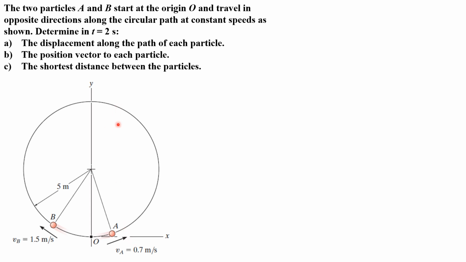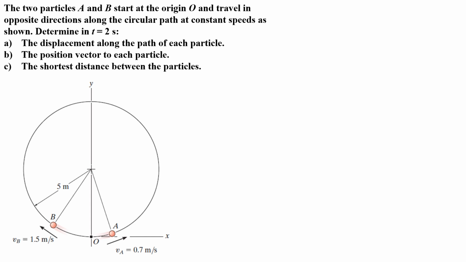We have two particles, A and B, that start at the origin and travel in opposite directions along the circular path at constant speeds as shown. Particle A is going this way at 0.7 meter per second and particle B is going this way at 1.5 meter per second. Determine in 2 seconds the displacement along the path of each particle, the position vector to each particle, and finally the shortest distance between the particles.